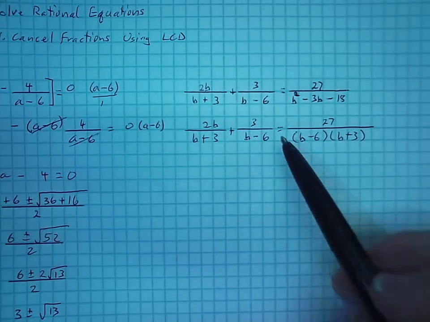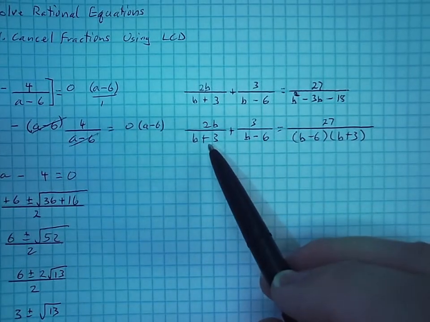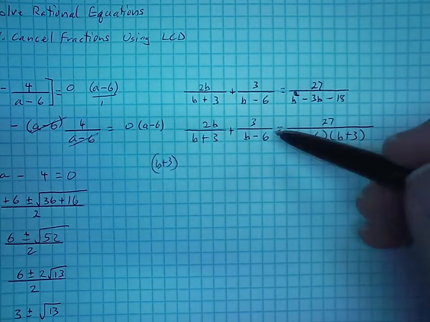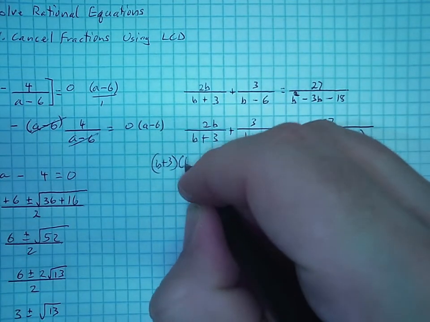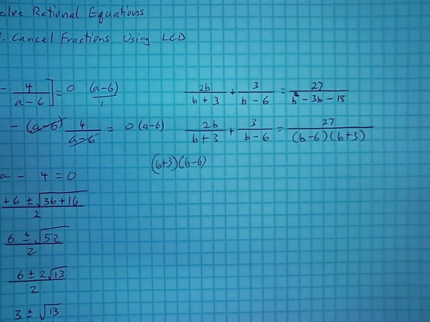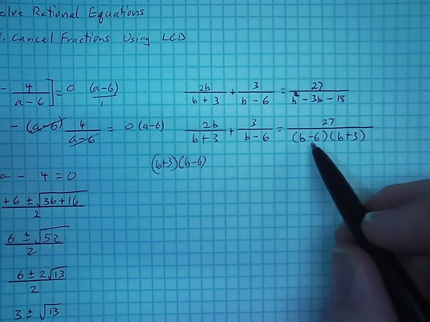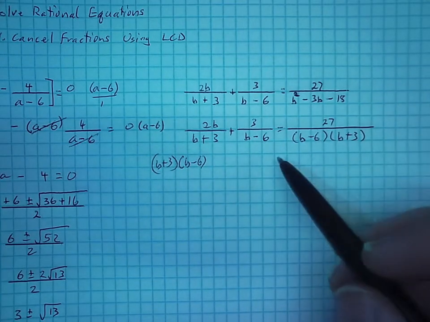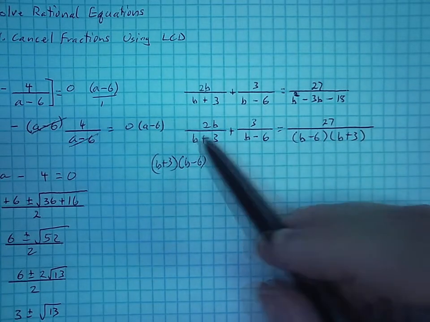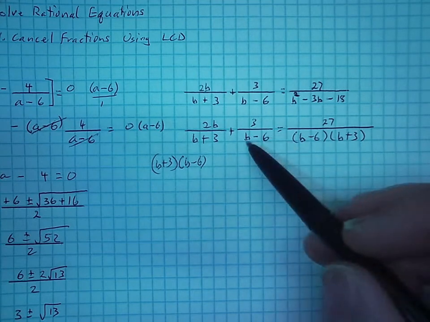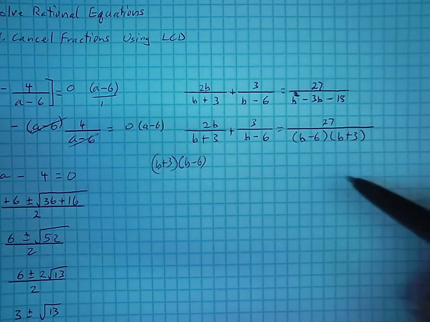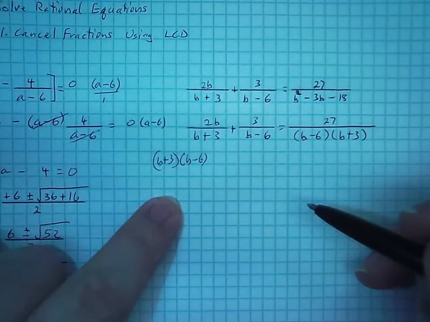So looking through, our least common denominator must contain B plus 3. Our least common denominator must contain B minus 6. And our least common denominator must contain B minus 6 and B plus 3, which it already does. So I don't need to multiply by these again. Go through your list. Now, if one of these had a multiplicity of 2, if this was squared, I would need to square it in my denominator. It doesn't, so I'm good to go.